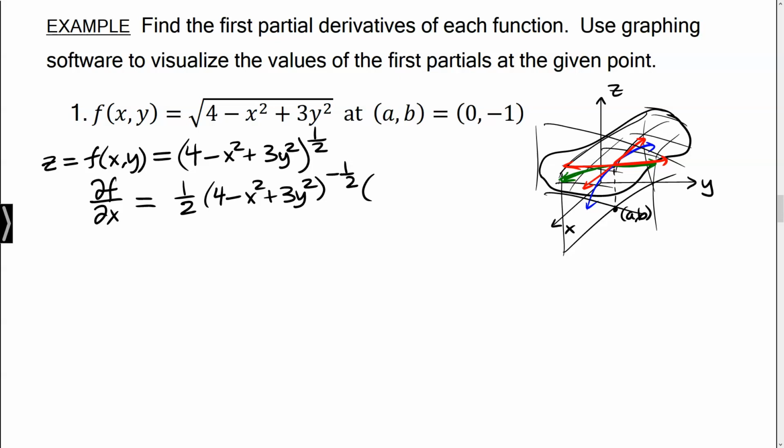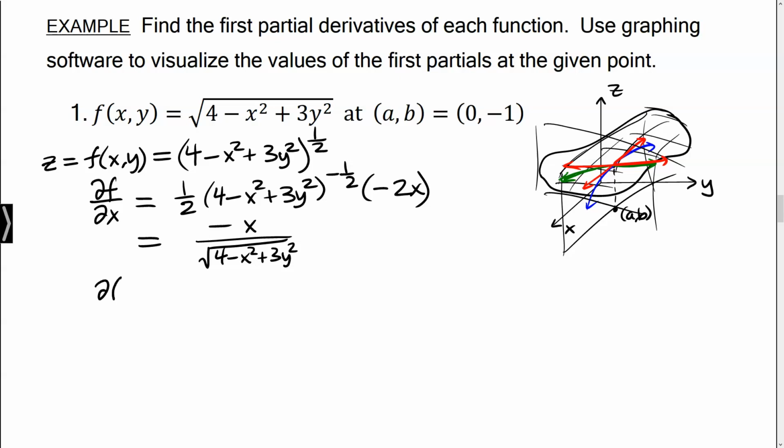Now, up until now, we haven't had to worry about with respect to what. But now that we're taking a derivative of what's inside, we do have to think that it's with respect to x. There's only one term that has x in it. The 4 and the 3y squared are both constants. So it just ends up being minus 2x. And we can simplify this then to just get minus x over square root of 4 minus x squared plus 3y squared. So that is the partial with respect to x.